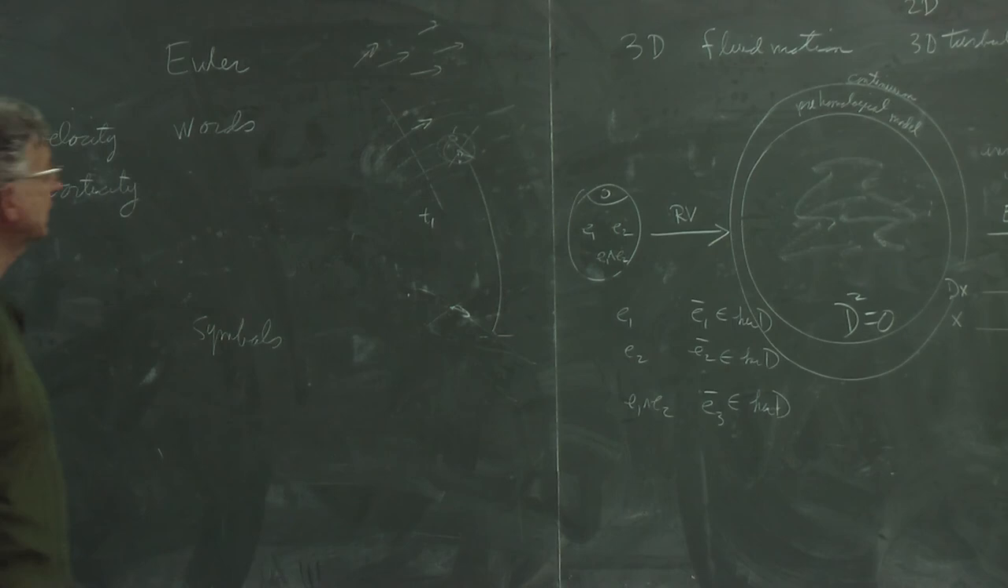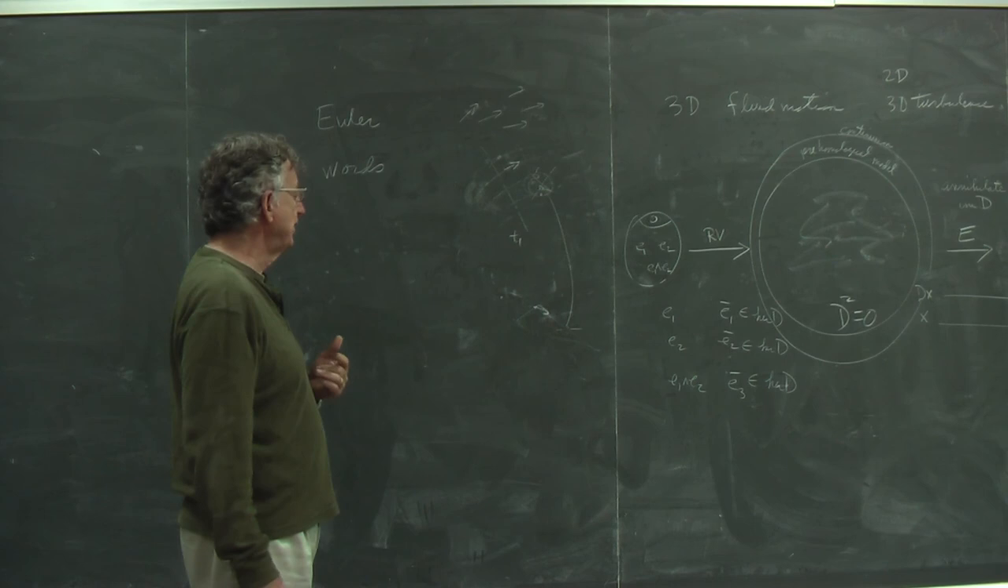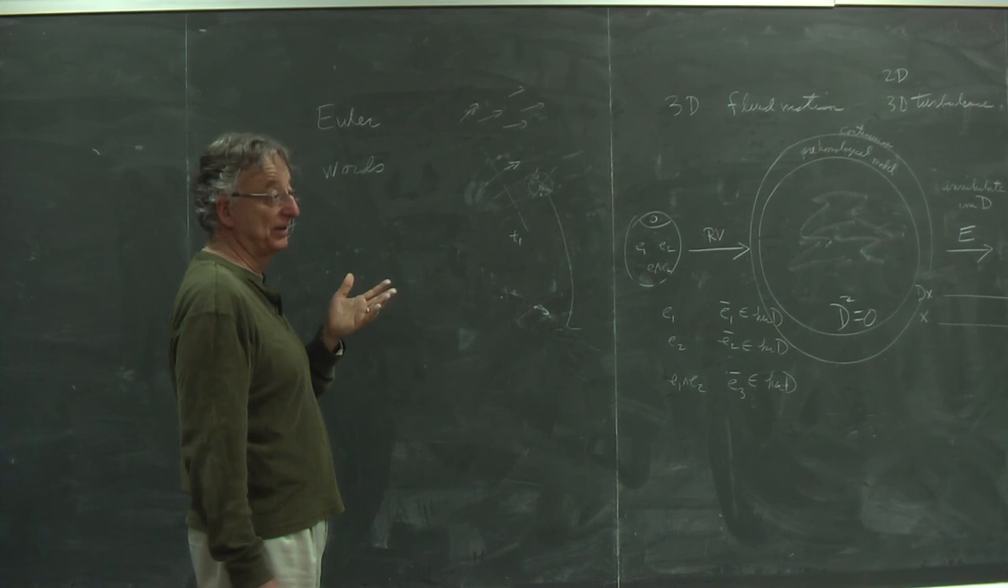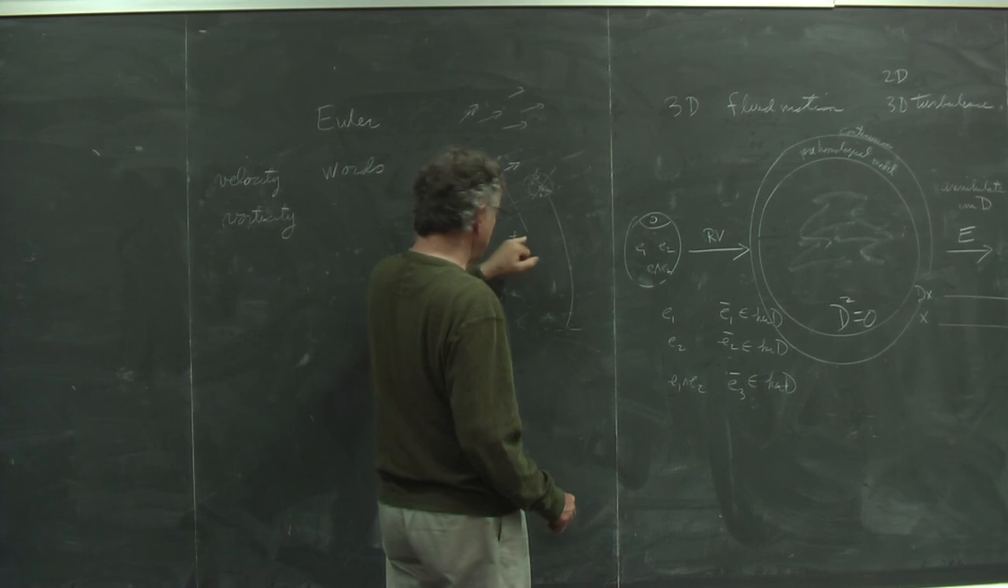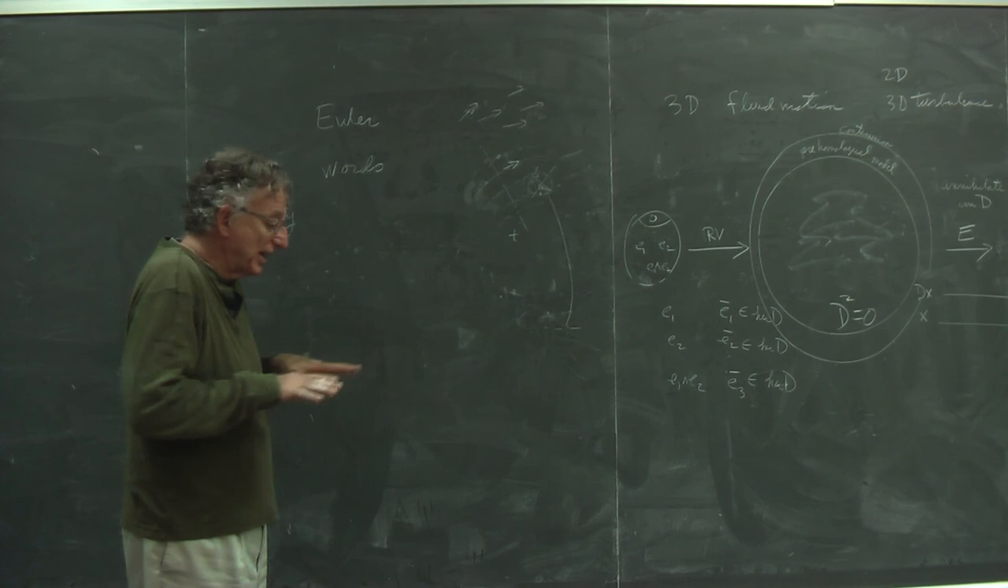And then the symbols are, now we'll think of the vorticity as a vector field, and the velocity as a vector field. And now we'll write this infinitesimally. Let T2 be T plus dT, and apply the same thing. We want the infinitesimal transport. Now, since it's a vector field now, it's automatically invertible, infinitesimally.